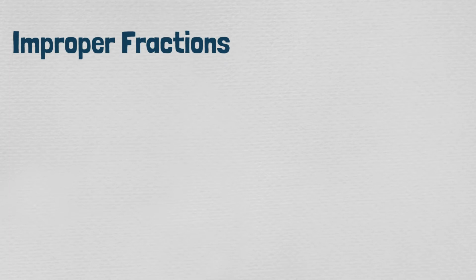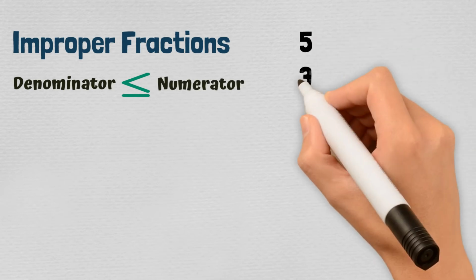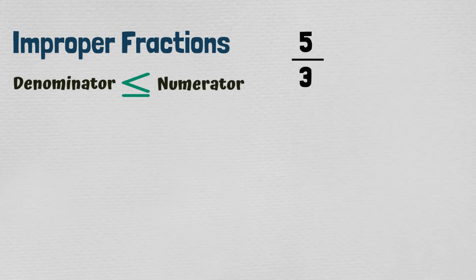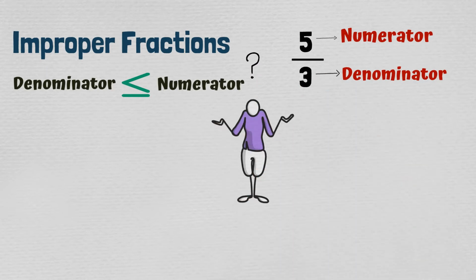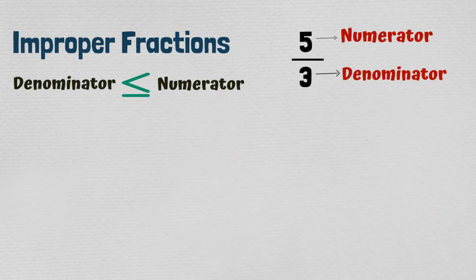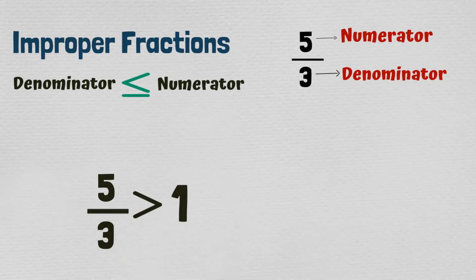An improper fraction is a fraction where the denominator is equal to or smaller than its numerator. As an example, let's look at the fraction 5/3. The numerator is the number 5, and the denominator is the number 3. Since 5 is bigger than the number 3, we say that this fraction is improper. But what exactly does this mean? Is there something wrong with the fraction? Not at all. All it means is that 5/3 represents a numerical value greater than 1.